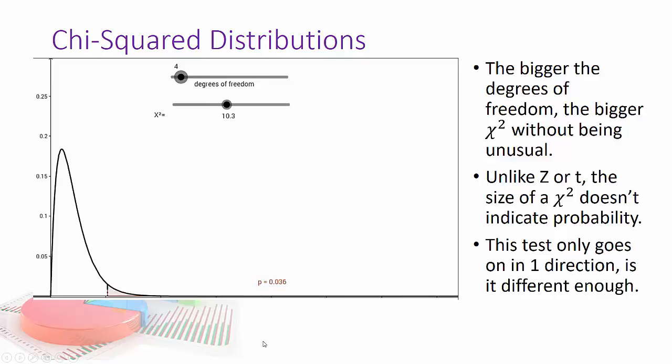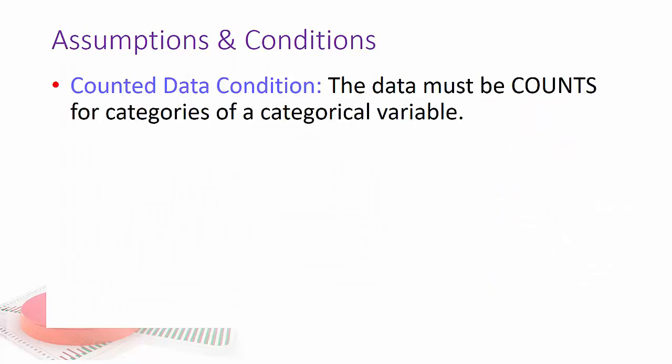So if you're calculating this with your calculator, which you can, second distribution chi-squared, your chi-squared is always the left value, and you want to use a really large value like 1,000 for the upper bound, and then you still have to put in your degrees of freedom. But the good news is your calculator will actually do this pretty automatically, especially since you need counts anyways.